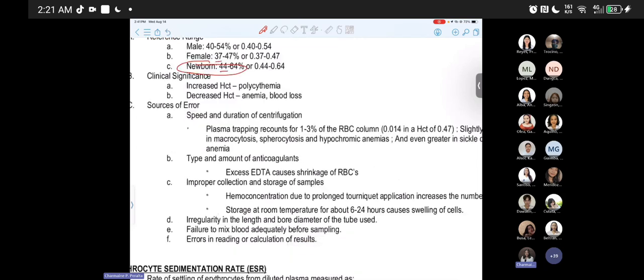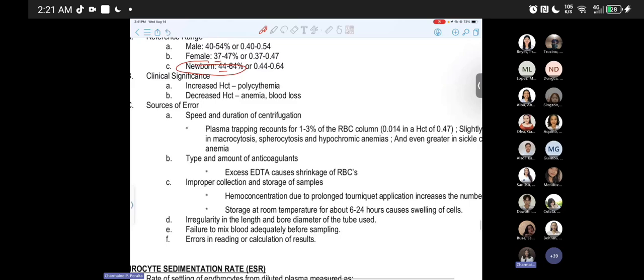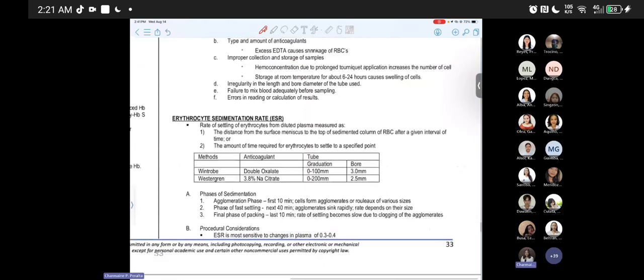So there are sources of error. Wala naman akong masyadong i-add dyan, so that would be as is. Iiwanan ko na sa inyo para basahin.